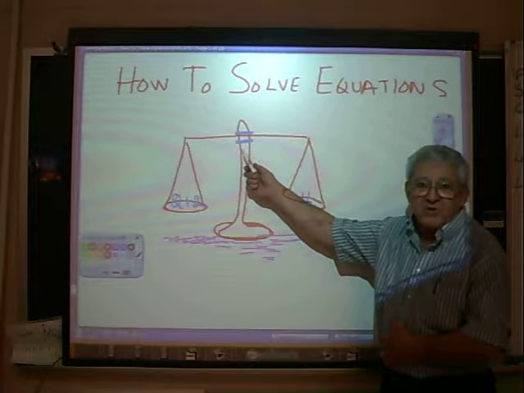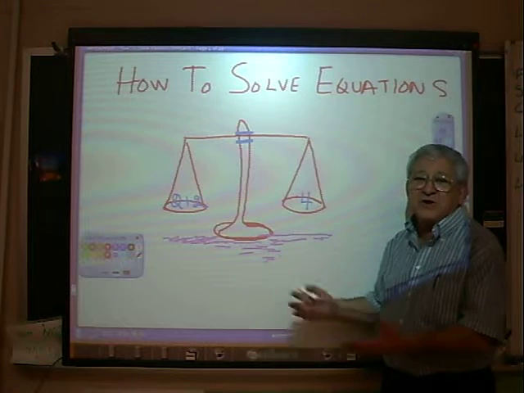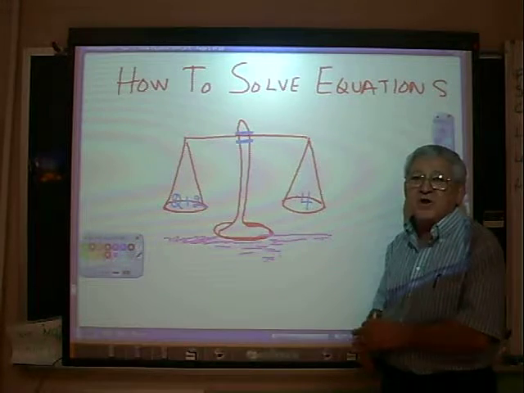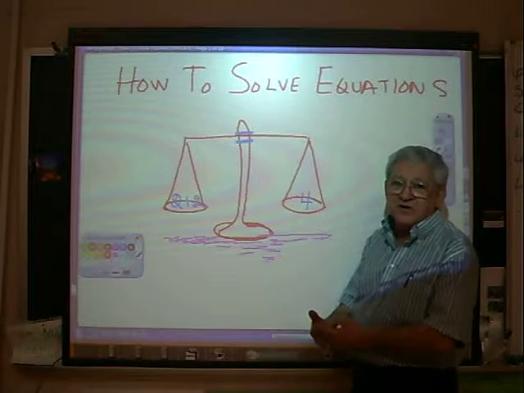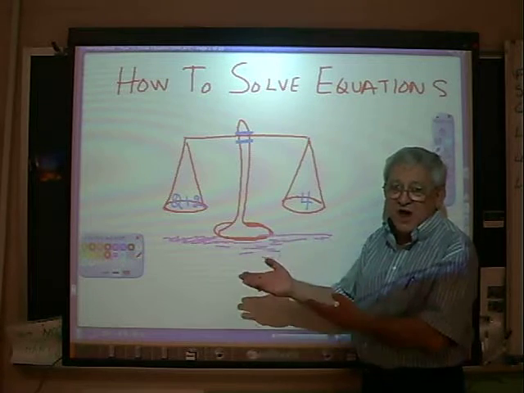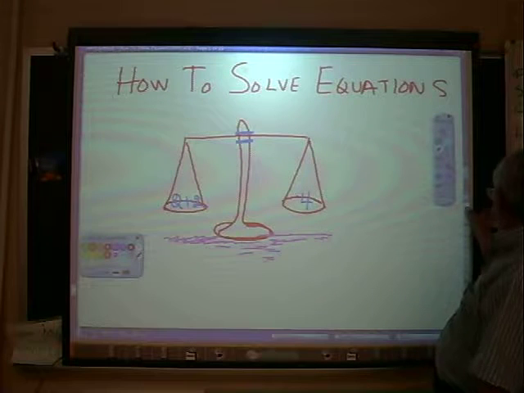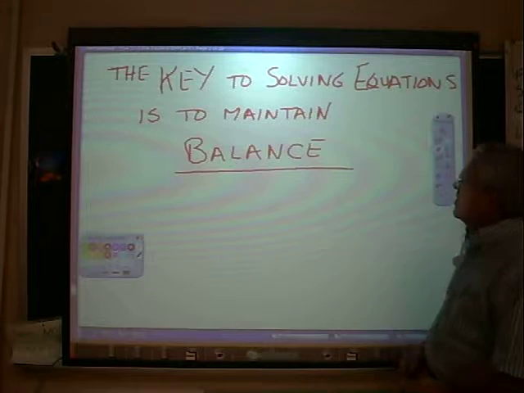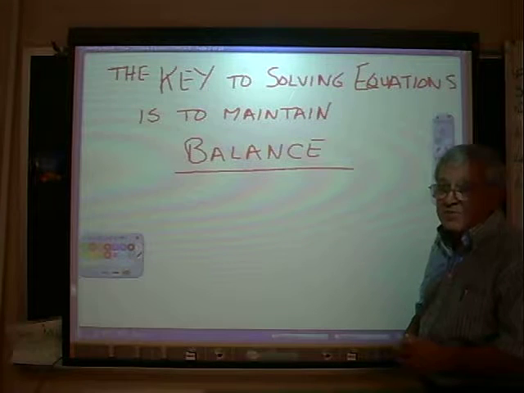There's the pivot point of the balance scale. That's the equal sign on an equation. So the basic concept of solving all equations is whatever you do to one side of the equation, you have to do the exact same thing to the other side of the equation so that the equation still balances. The key to solving equations is to maintain balance.